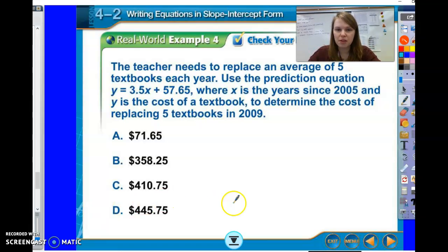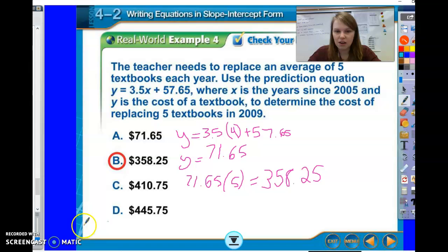So with this extrapolation, we're going to go back to the textbook example. So we have our equation, and now they're saying the teacher needs to replace an average of 5 books each year. So use this equation to figure out the cost of replacing 5 textbooks in 2009. Pause right here, see what you can do, okay? Hint, first find the cost of a textbook in 2009 and then multiply that by 5 to get the cost of 5 of them.